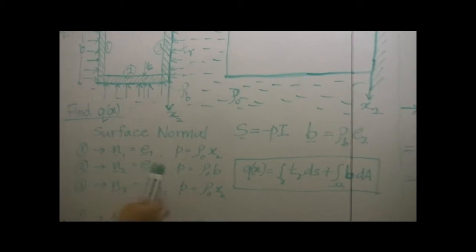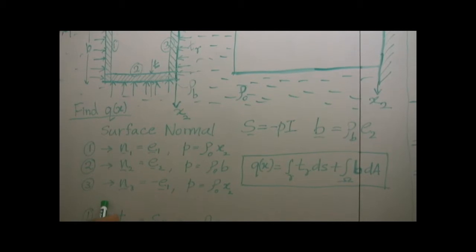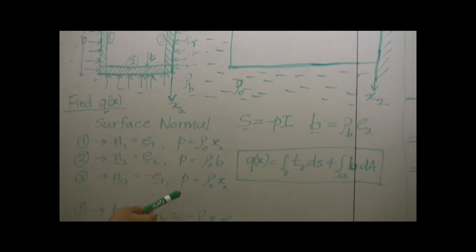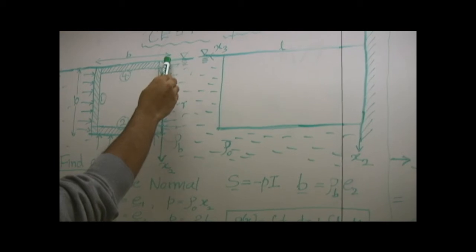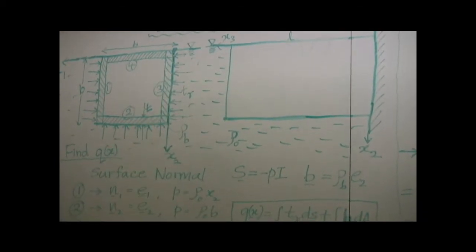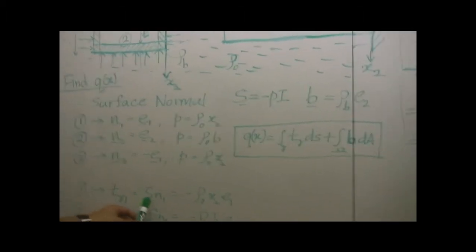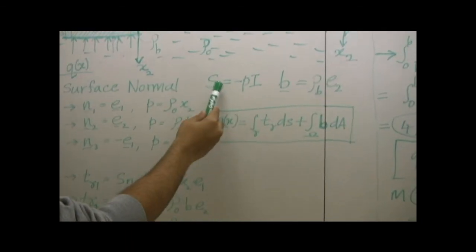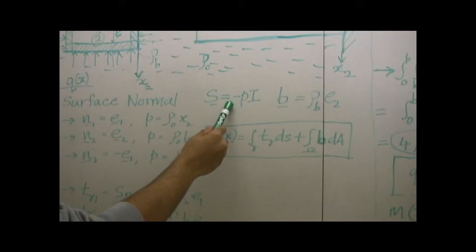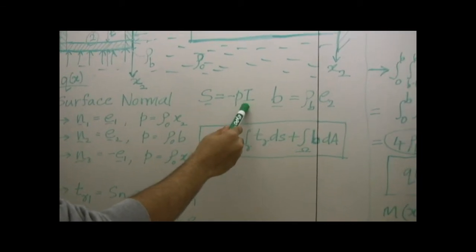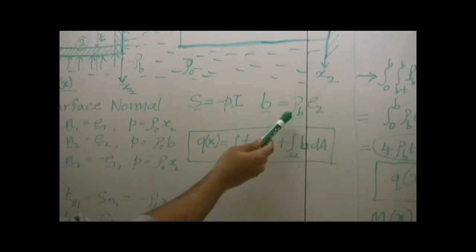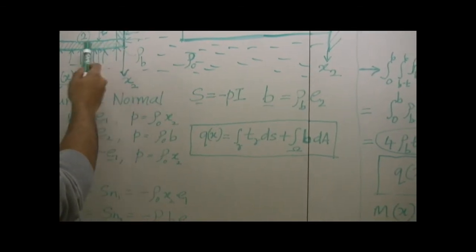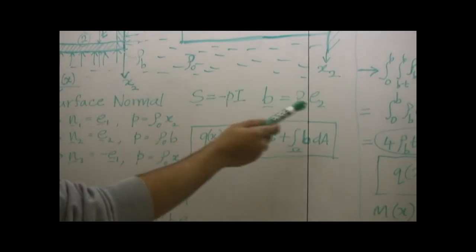Similarly, we get the normal and the pressure for surface 2 and surface 3. There will be no pressure on surface 4 because it's at the top and it corresponds to the reference point, which is 0, 0. Now we will find the traction, which is equal to S times N1. But S over here is the stress tensor, which is opposite to the pressure. S is equal to negative Pi, and the body force B is rho B times E2. Rho B is the unit weight of the surface of the beam, and it's in the direction E2.